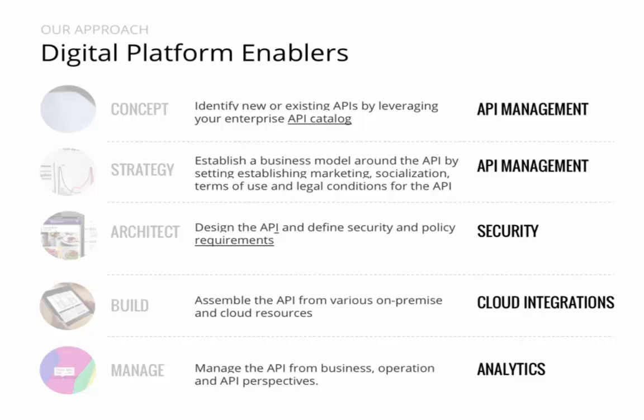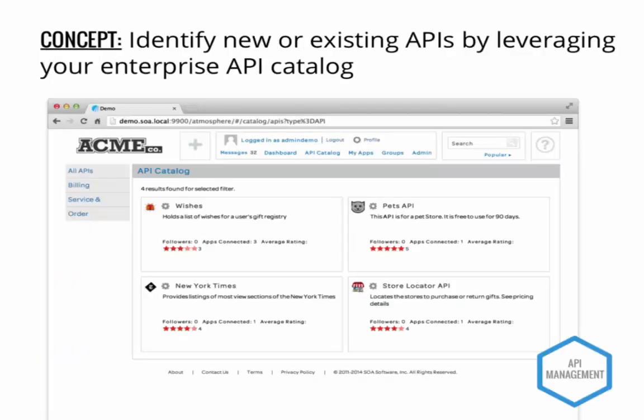And then finally, as Tom says, you need to be able to manage the API as a business and see how, analyze and get insights to how you should change that business to move forward. And that's where analytics comes in from your digital business platform. So going back, concept phase, identify new or existing APIs by leveraging your enterprise API catalog. You can think of this for your enterprise as your app store of APIs, of services, things that you can use that you can eventually put out.